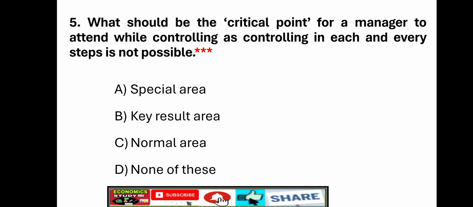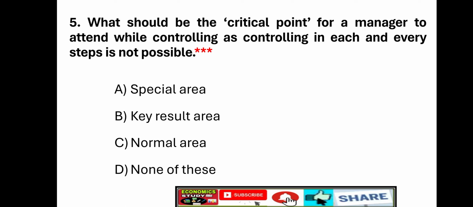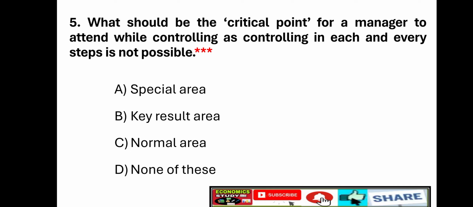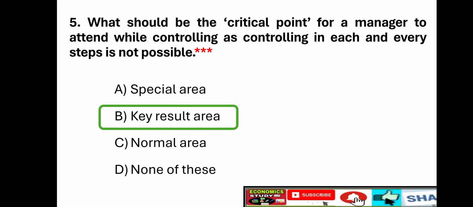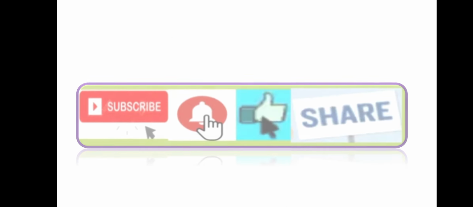Option A. Special area. Option B. Key result area. Option C. Normal area. Option D. None of these. Right answer is Option B. Key result area.